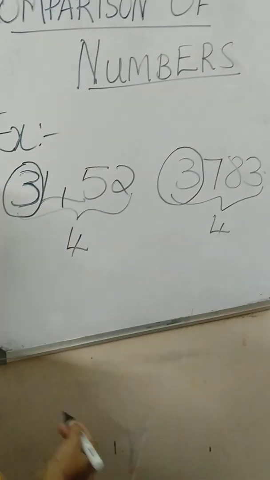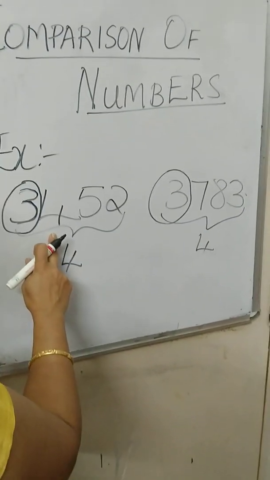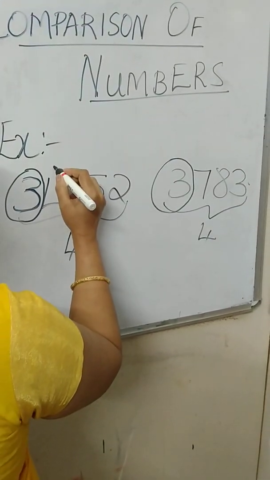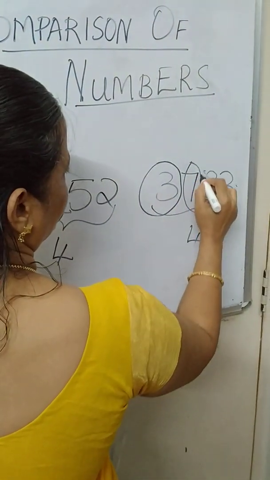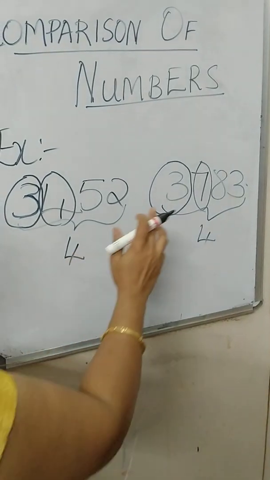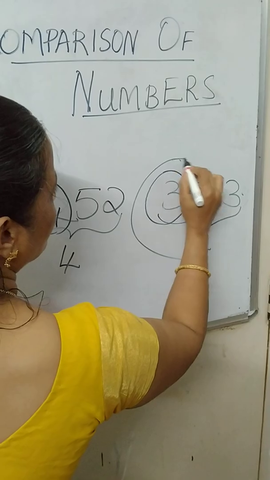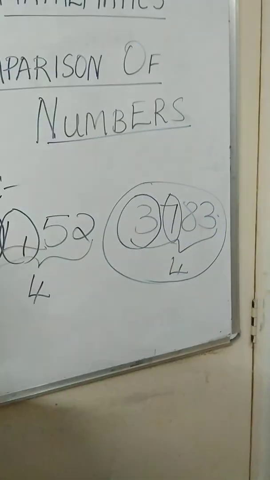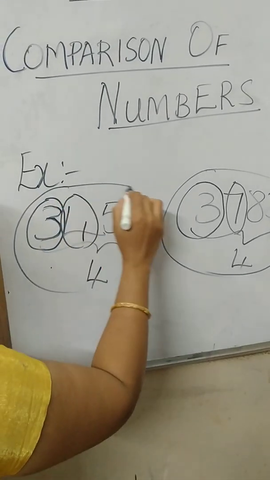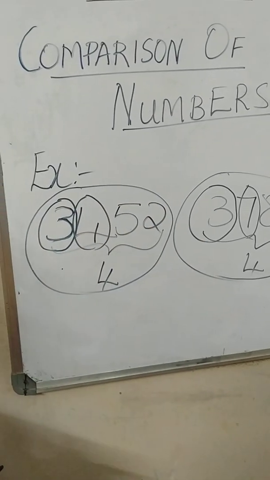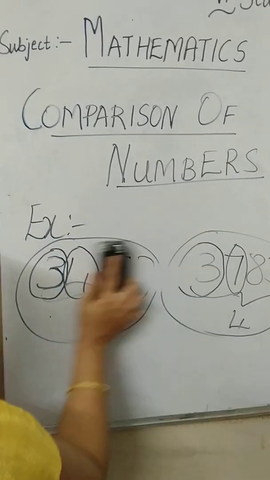Now we'll move on to the next number, that is the number which is in the hundreds place. Here it is 4 and here it is 7. As you all know, 7 is greater than 4. So the number 3,783 is the greater number and the number 3,452 is the smaller number. Yes? We'll go on to another example.